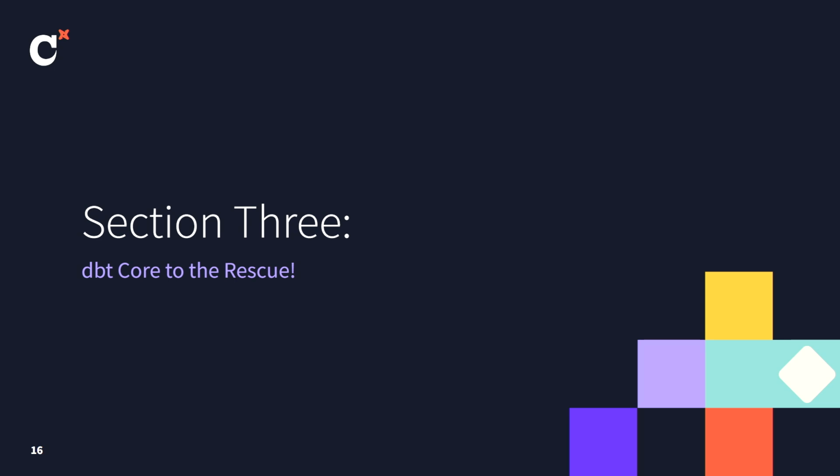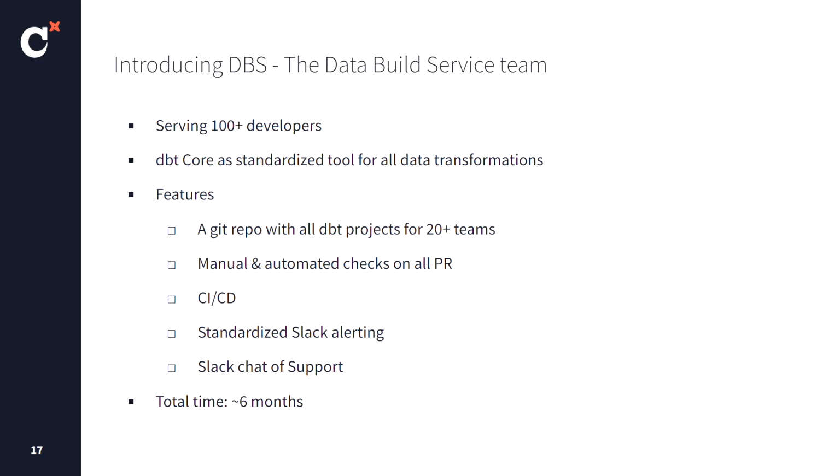And what we did is we used dbt core to the rescue. We used dbt to fix all of these issues. The name is not the original name, but we created the data build service, and as Matthias said, we're 4 engineers serving 100+ developers. We use dbt core as a standardizing tool for all data transformations, and the goal was to get rid of all the silo projects from all business units. We went to the business teams telling them, hey guys, we're going to build a mono repo with all your dbt projects for 20+ teams. Don't judge us on that.